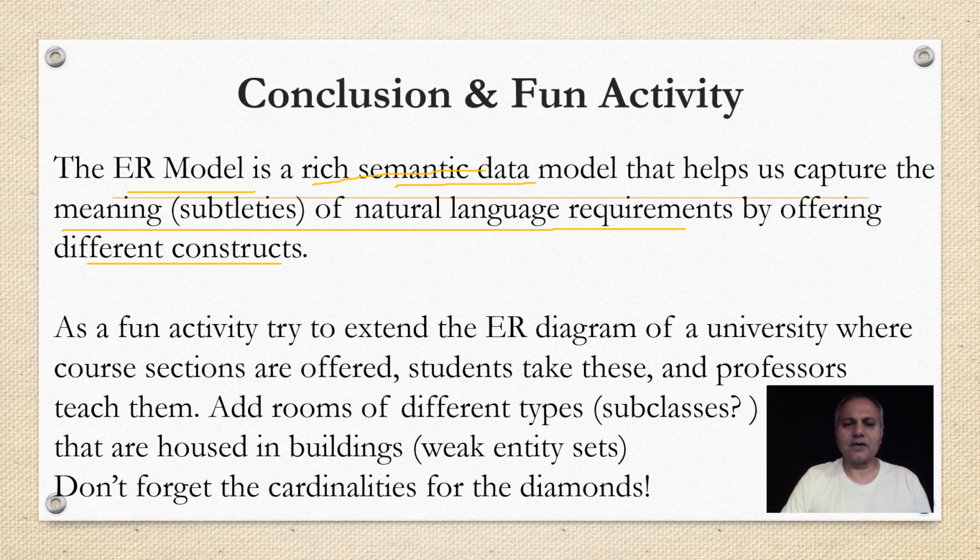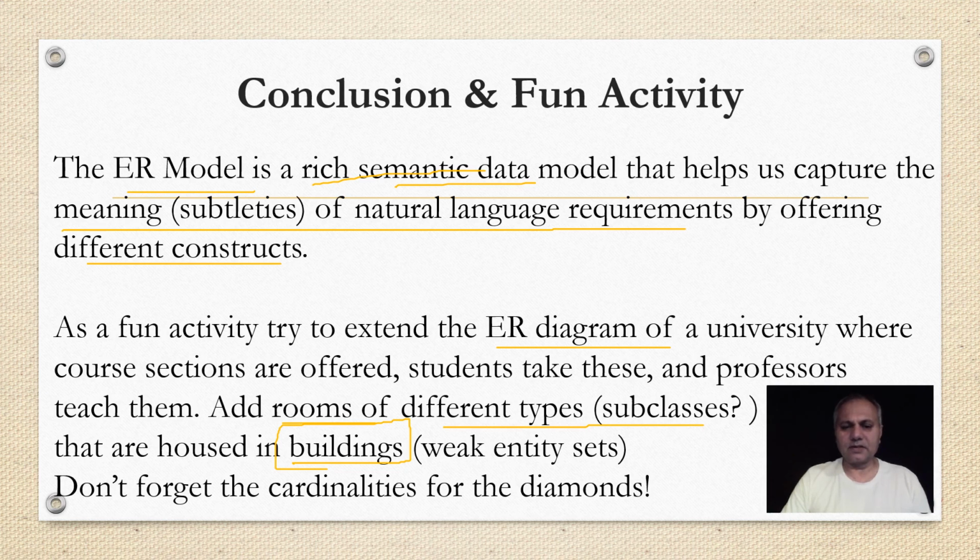So as a fun activity, try to extend the ER diagram that we just saw of a university. Add the concept of rooms. So you have rooms, but then do you want to create subclasses of rooms like classrooms or offices? Remember, you need at least two specializations to create a subclass. Where would these rooms be linked? Would they be linked to professors? Would they be linked to course sections? And then also you can have a box called buildings. And then you can think about each room and how it's linked to a building.